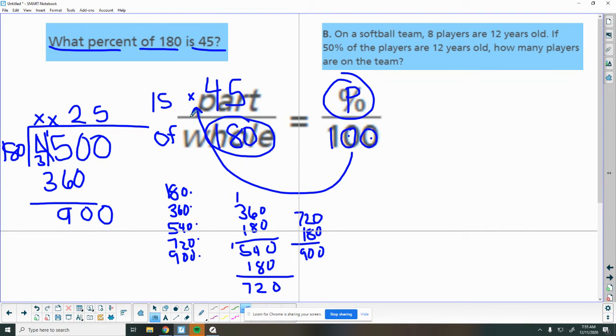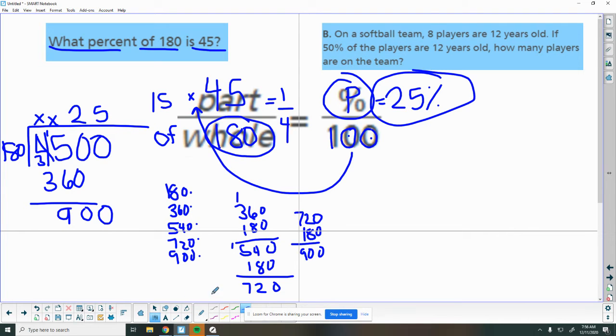So if I had 180 marbles and 45 of them were blue, that would mean that 25% of them, a quarter of them, are blue. So I think if we simplified this, this would actually equal 1/4 here, 25%.